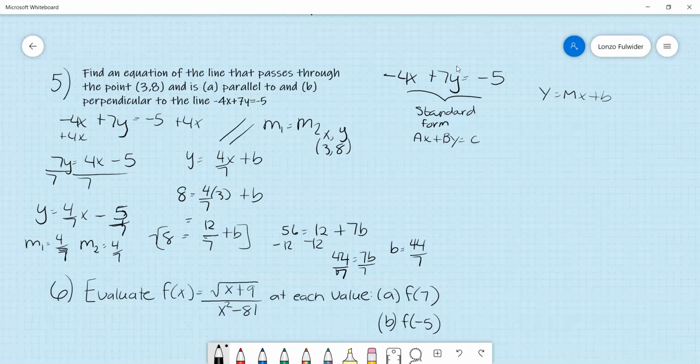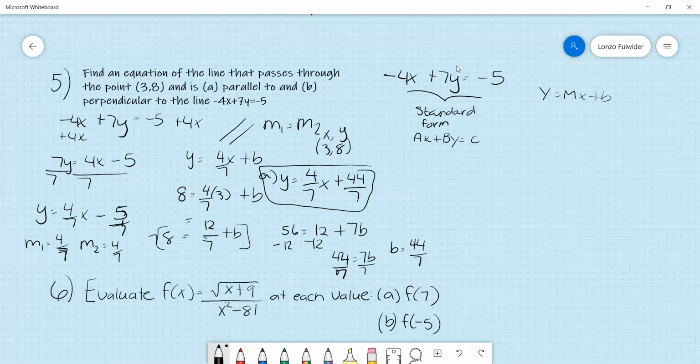Okay, so now let's put it in slope-intercept form. So our final equation for the parallel line is y equals 4/7, because our slope is still 4/7, because m2 has to be the same as m1. So it's 4/7 x plus the b, which is 44/7. So this is the answer for part A. Now let's do part B.